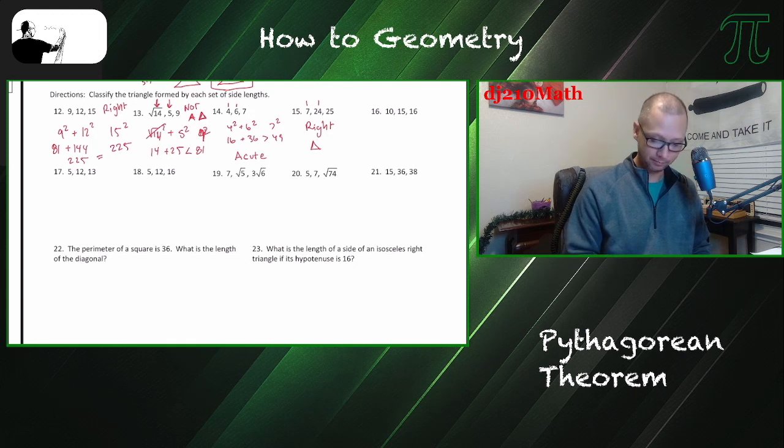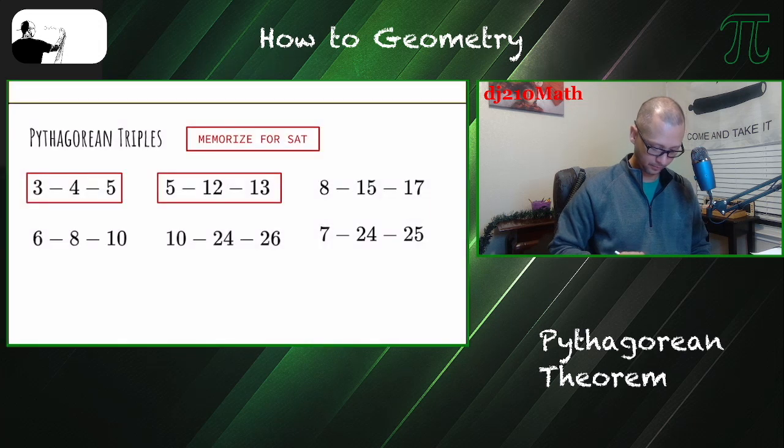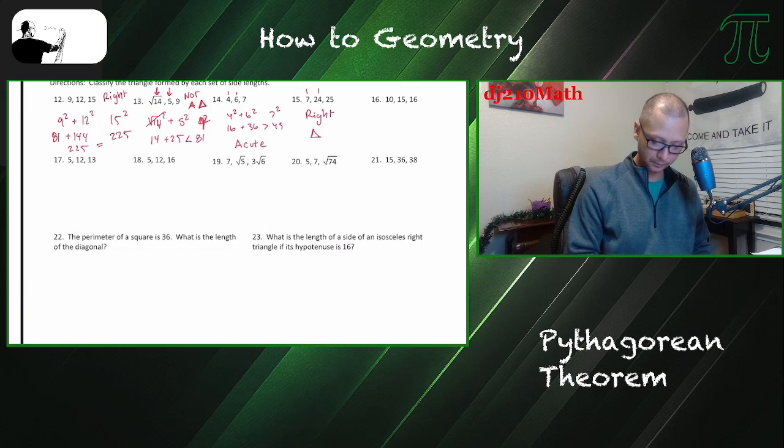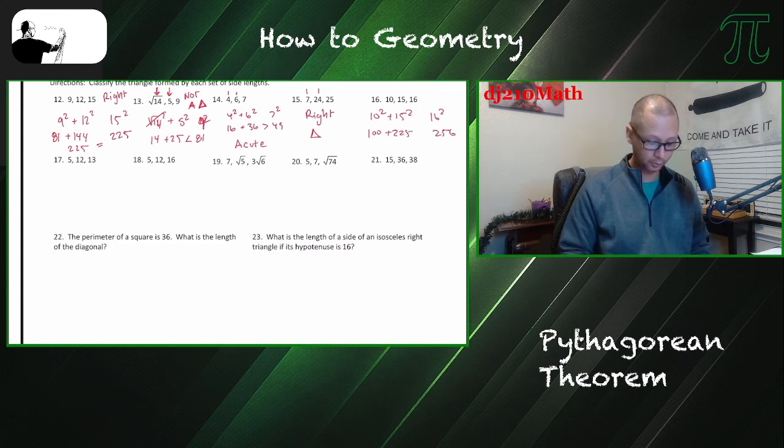10, 15, 16. I don't believe that was one. Nope. Okay, so 10 and 15 are definitely longer than 16. So 10 squared plus 15 squared, we'll compare that to 16 squared. So 100 plus 225 is 325, which is definitely greater than 256. Again, the longest side's square is smaller, so it's too short. That means it's going to be acute.